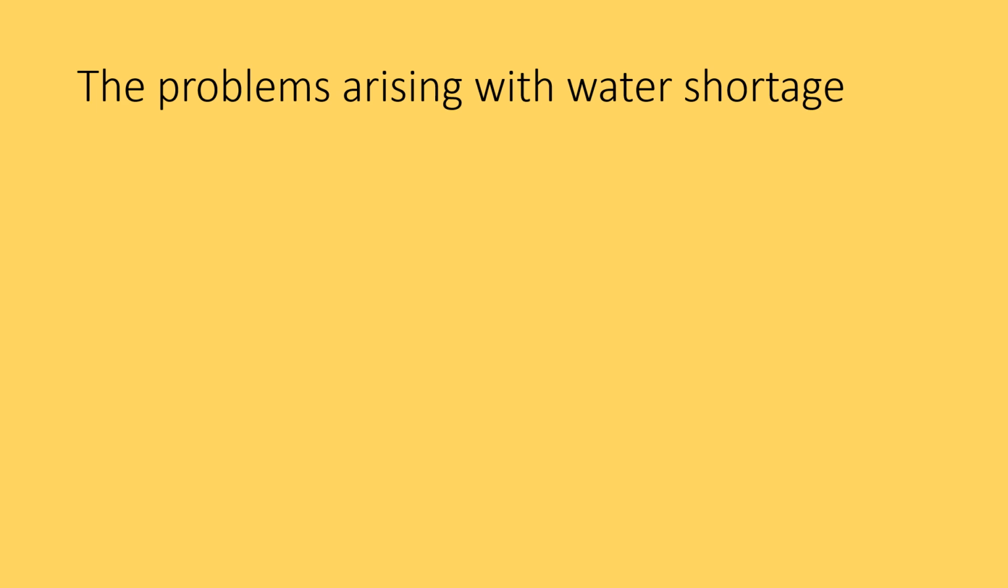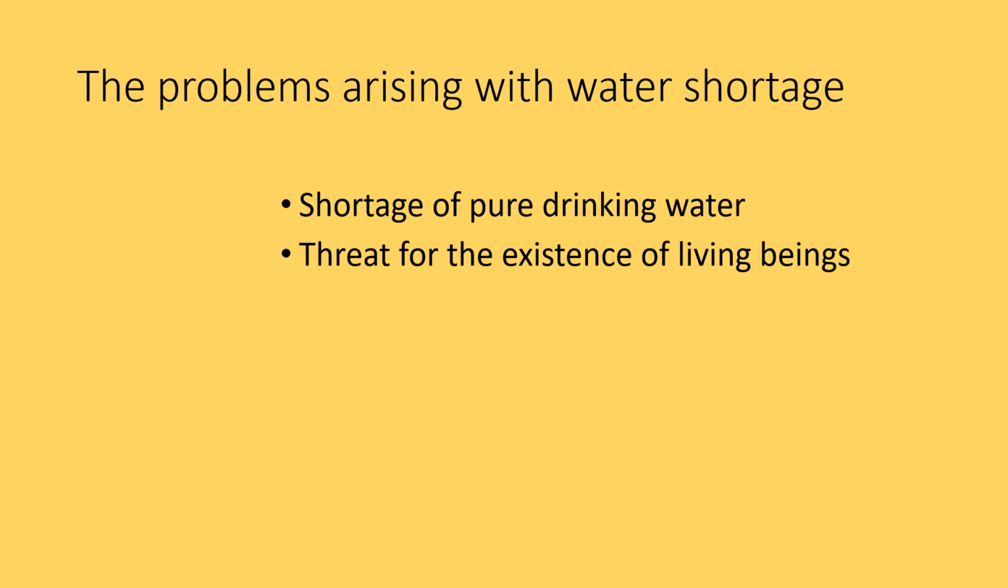Let's see the problems arising with water shortage. Shortage of pure drinking water. When the waterways are polluted, it is very difficult to find pure drinking water. Threat for the existence of living beings. When the water is polluted or harmful chemical substances are added, or if there's a drought, many species will be vanished from the world.